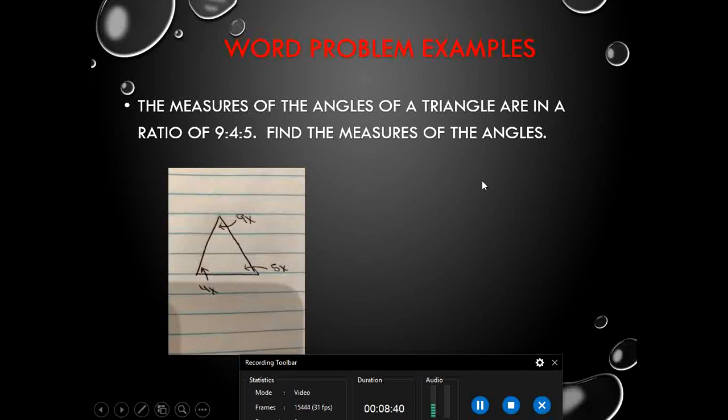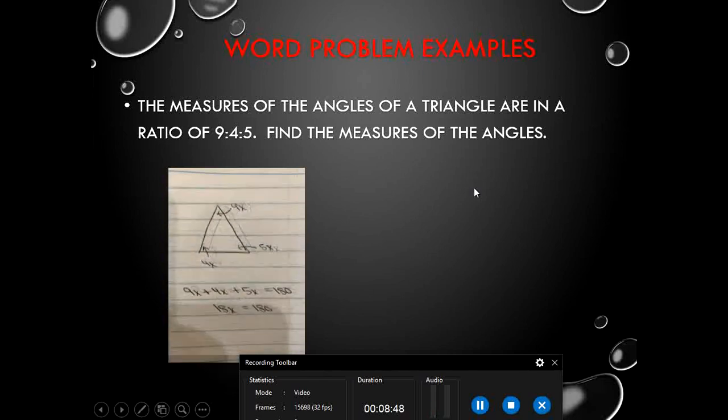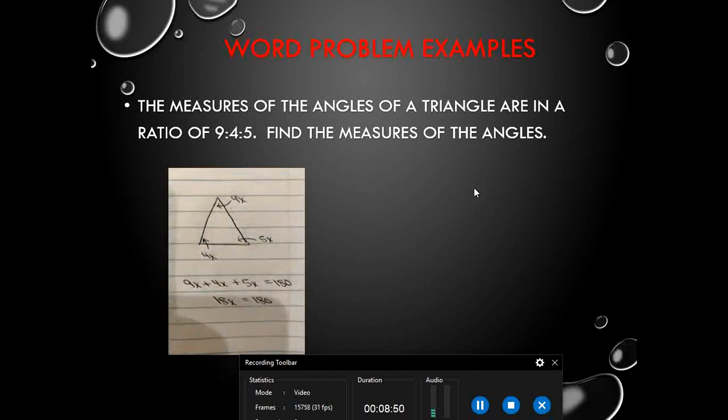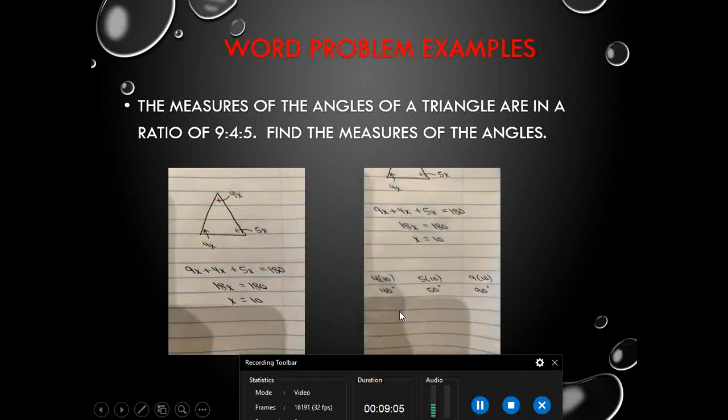I'm going to write an equation to show that the sum of those angles is 180 degrees. All my like terms are on the left. When I combine them, I have 18x equals 180. And then we'll divide both sides by 18, and that means x is 10. The last part of the question says to find the measure of the angles. So again, I'm going to sub into 9x, 4x, and 5x. And right here you can see the angles are 40, 50, and 90.